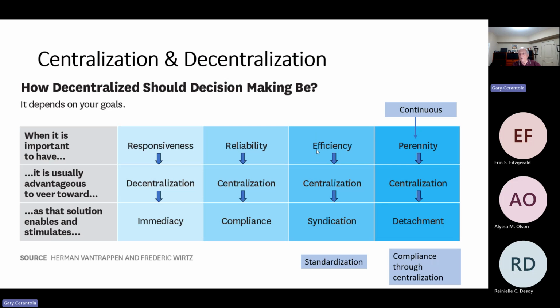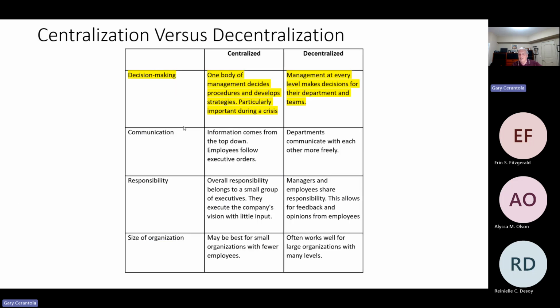But if you want to be efficient, if you really want to get down to lower unit costs or whatever, centralization will probably be a better way of standardizing, and syndication is just another word for standardization. All right. So that really needs to come together. And then, if you've got a continuous process going on, again, centralization, because you can control everything from a central control room, so to speak. And then when you go out and you have other areas, they're compliant through that centralization as well. So that's key. Again, take a look at decision making. This is highlighted, right? One body of management decides procedures and develops strategies. A lot of people in the organizations that I worked for were said to be in the ivory tower, and didn't really have an idea of what was going on with the customer. So those are the kinds you go across.